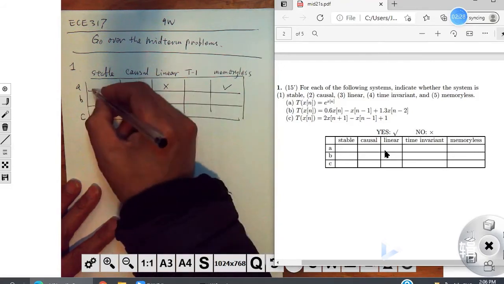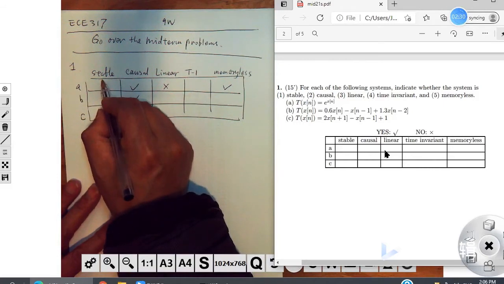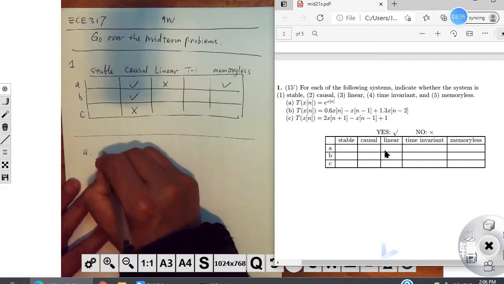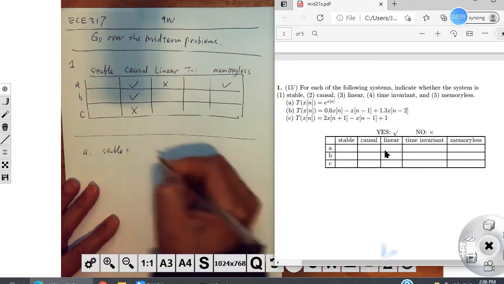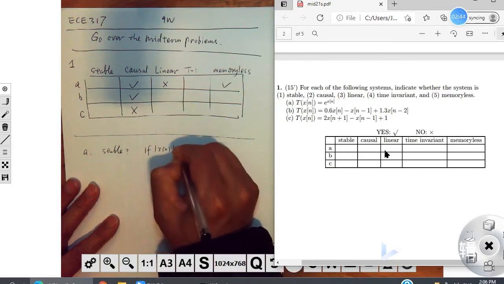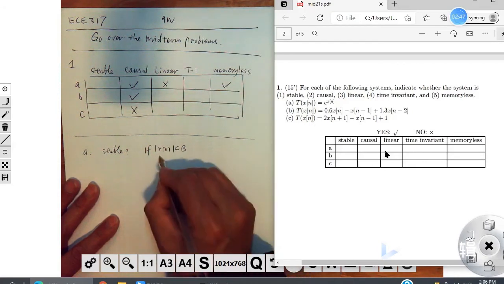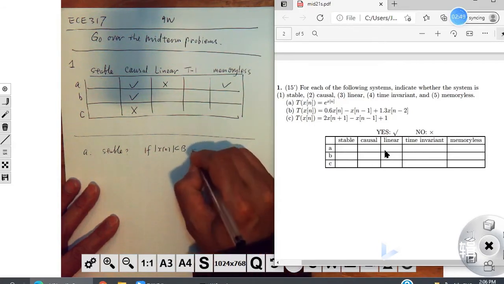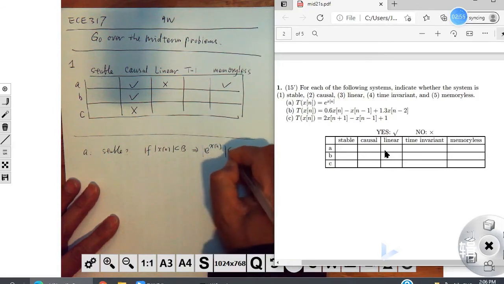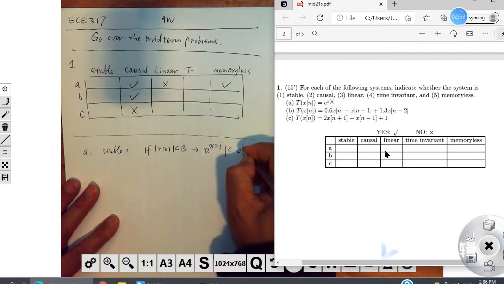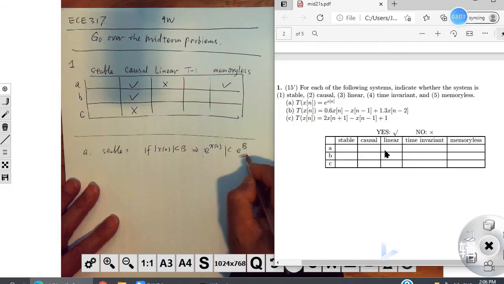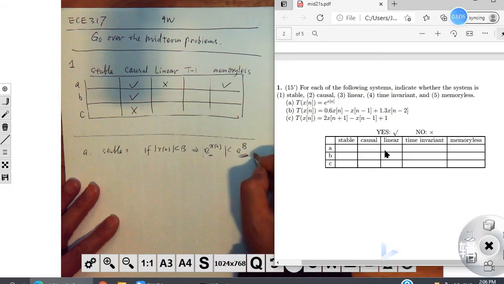Go back to A again, and stable. Whether it is stable for A: if x of n is bounded by a bound B, then the output e to the x of n is bounded by e to the absolute value of B, so e to the B. This is a new bound for the output. It's also bounded, so BIBO.